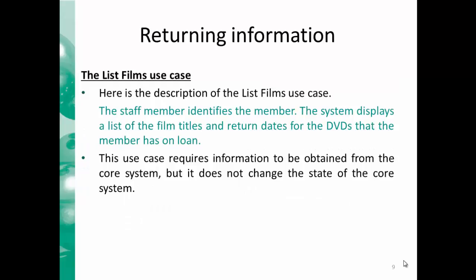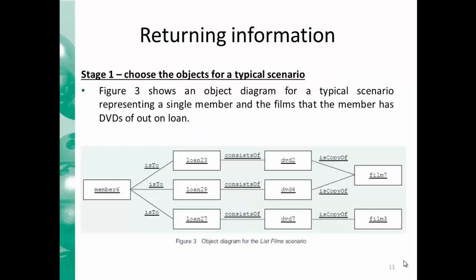Now this is the use case we are going to use from the DVD library system. It's called list films. This list films use case is described as: the staff member identifies the member. The system displays the list of films, titles, and return dates of DVDs that the member has on loan. That's simple. Now, we go with the first step, choosing the objects. We choose the objects member, loan, DVD, and film, and this is one good scenario for that use case.